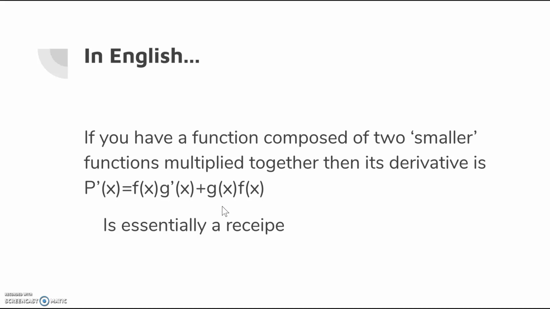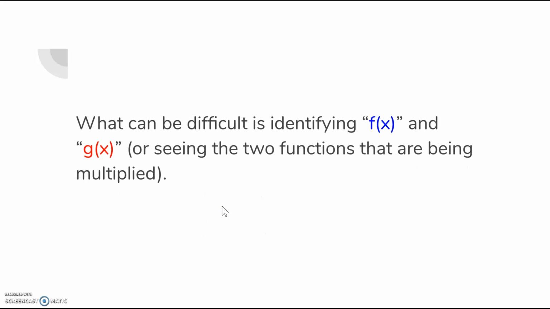What does this mean in English? It means that if you have a function composed of two smaller functions multiplied together, then its derivative is that formula from the last page. It's essentially a recipe of what to use if you have a function that would normally be difficult to find the derivative of. Just think of it in bite-sized pieces.